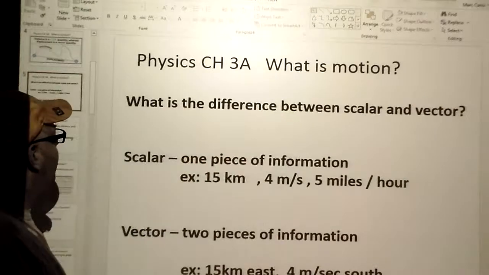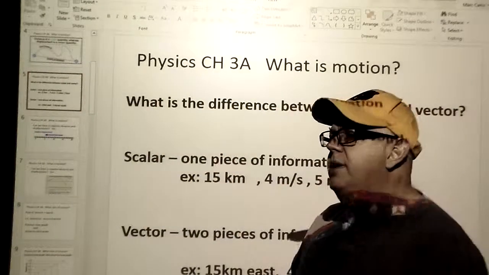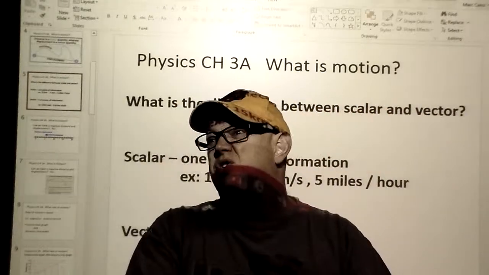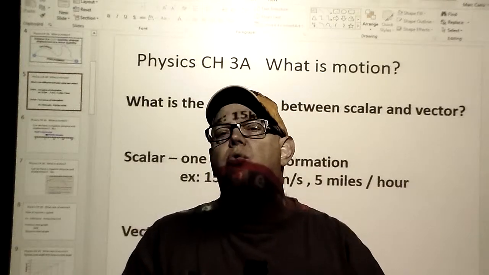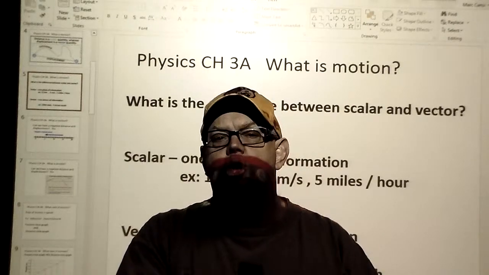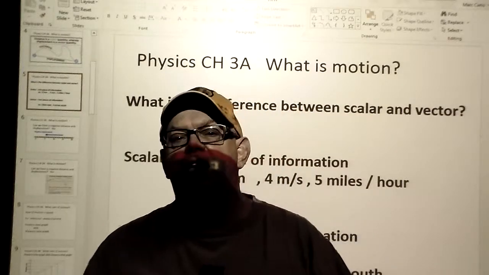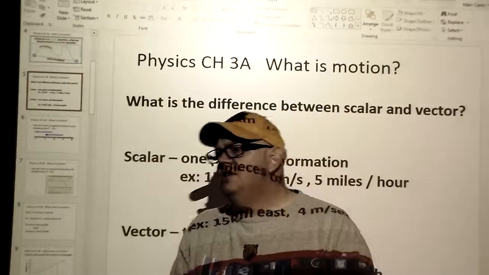Okay, I gotta go fast here. Scalar and vector. Scalar gives you one piece of information, 15 kilometers, that's a distance. 4 meters per second, that's a speed. Vector tells you two pieces of information, and that typically would be a direction. So 15 kilometers north, 4 meters per second east. Notice I put in a compass point there because that's telling me the direction, okay? Which is what all of us need in our lives.